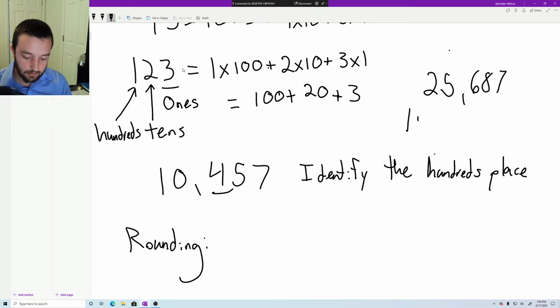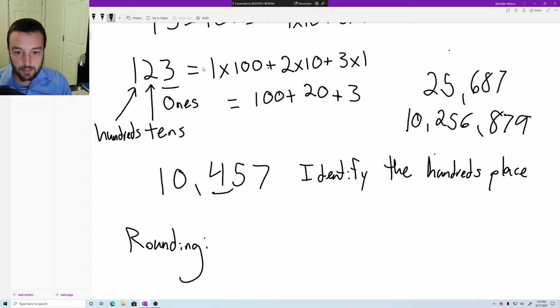If I have something like this, we have 10,256,879. The commas again are breaking these numbers up into groups. So we've grouped the 10 part together, the 256 part together, and the 879 part together. And each new comma has a different place value. This first comma is for the thousands. The second comma means millions. And we read it left to right. So we go 10,256,879.